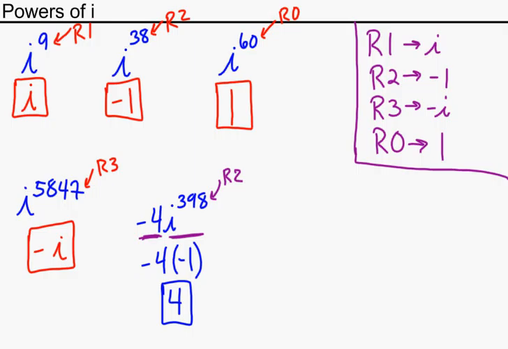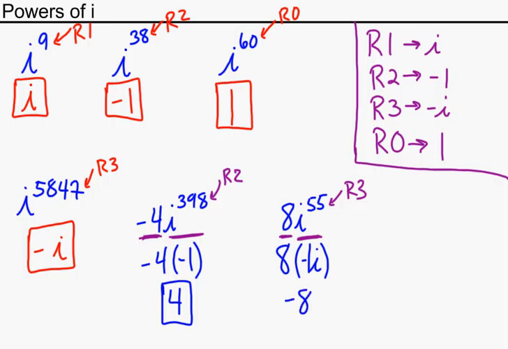If I take another example with 8i raised to the 55th power, again, leave the 8 here, do nothing with him until we've reduced the power on i. So this is going to be 8 times something. And if I look at the remainder, whenever I divide 55 by 4, I get a remainder of 3. So that means that this whole quantity here is really negative i, or negative 1 times i. So when I go to multiply, I get negative 8i as my final answer.